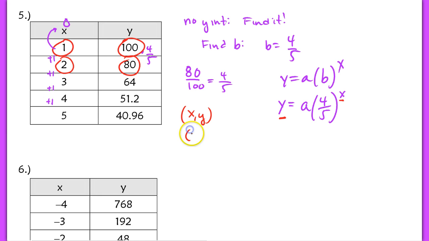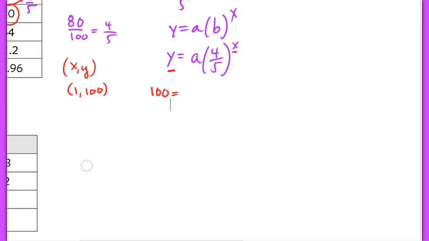So by plugging in the values 1, 100 for x and y, I end up with the equation 100 equals a times 4/5 to the first power, which is just going to be 4/5, right? And now I'm solving 4/5 times a equals 100. To get a by itself, I multiply by the reciprocal, 5/4.